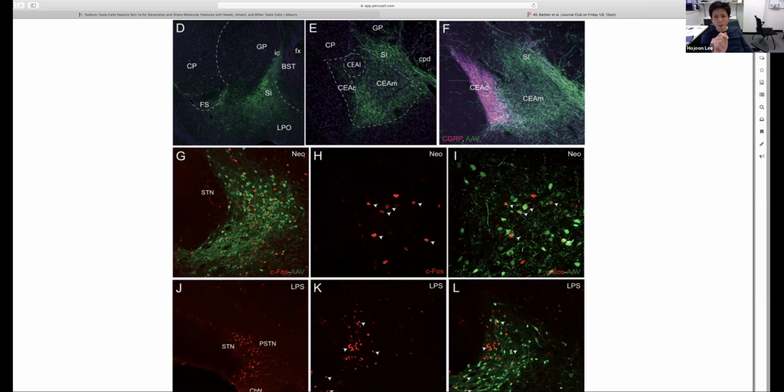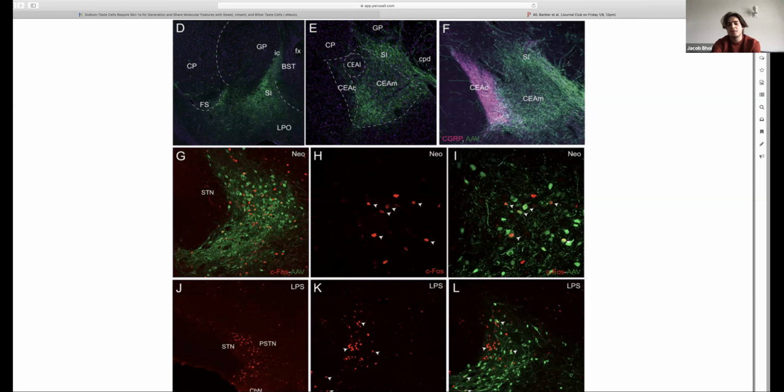Jay, can I interrupt you? Yeah. I didn't catch that. When going back to figure F, what were you saying about CGRP? What was the difference between this and the previous CGRP? So I think there is less overlap between that red region in the CA.